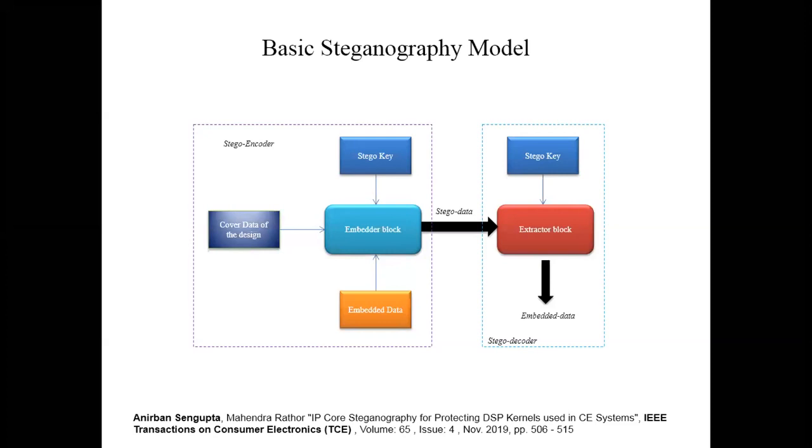Once these two are done, then we'll try to use a steganography secret key of the IC vendor to use only the constraints that the designer specifically intends to. And using these three pieces of information, we'll try to embed it and generate the stego data. The stego data, once it gets into an IP core, can again be extracted at the decoder stage using the stego key. Next slide, please.